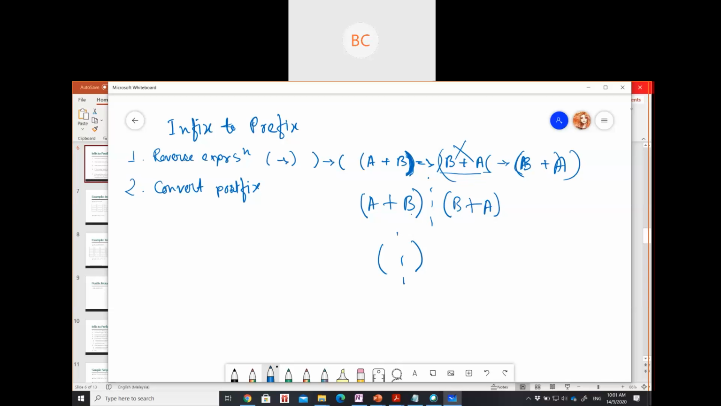Convert into postfix, and after converting into postfix you need to reverse the expression again, and this reversed expression will be your resultant prefix notation. So to convert infix to prefix, remember: first reverse the expression, so your brackets will be reversed too, then convert into postfix, and then finally reverse it again to get your prefix notation. So let's just see an example, it will be easier to understand.